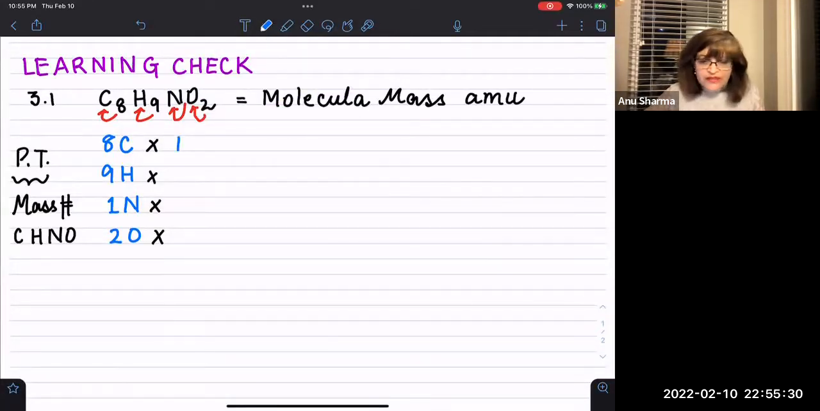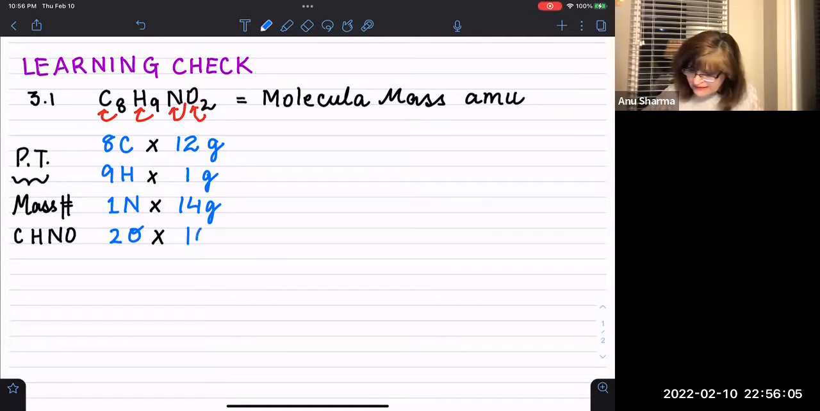Sometimes in these cases, it's okay to round. If it is 12.01, you can just take 12 grams and that's fine. Hydrogen is 1.008, so you can just write 1 gram for hydrogen, and that's fine. Then you have nitrogen, which is 14.01, and it's okay to use just 14 grams. And then you have oxygen, which is 15.99, but 16 grams. Okay, so what do you have here?